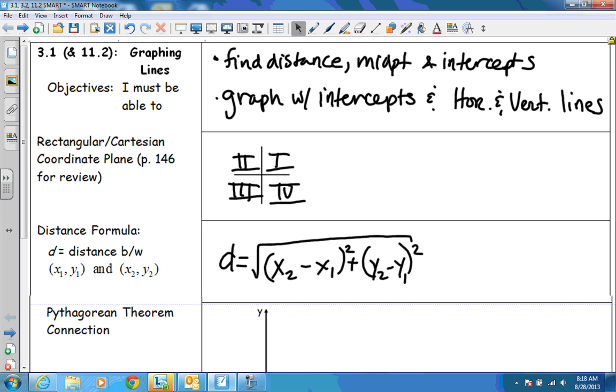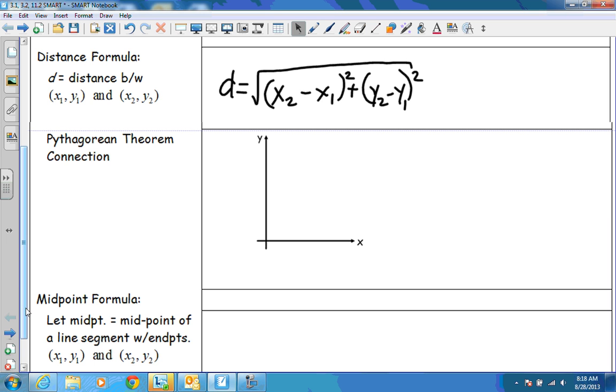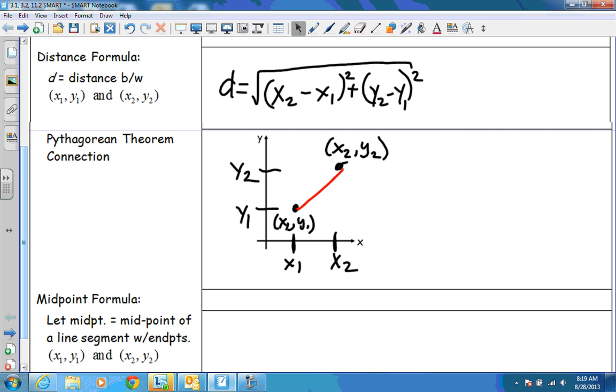Okay. So how did we get this from the Pythagorean theorem? Let's kind of talk about it. Let's pick 2 points. We can call this point x1, y1, and we'll call this point x2, y2. If I want to find the distance between these 2 points, that's what I'm looking for.